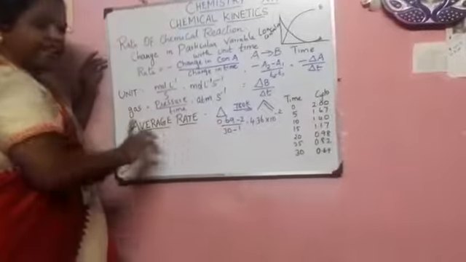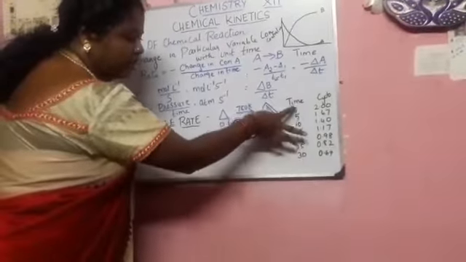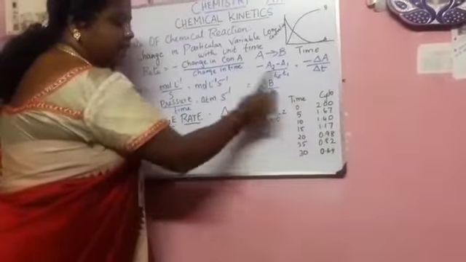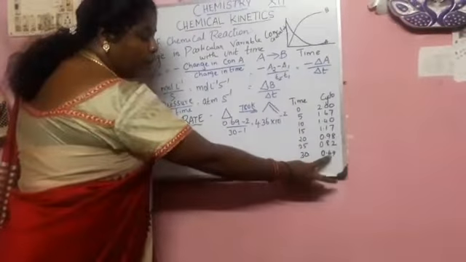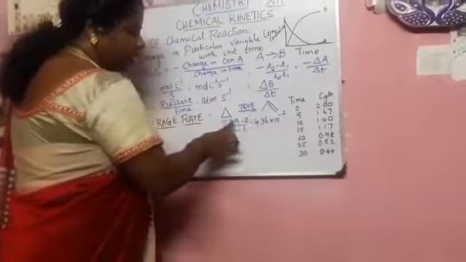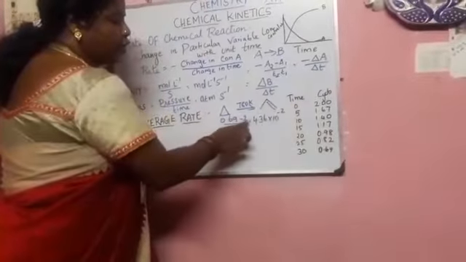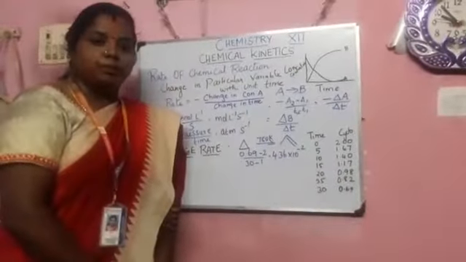So how will you find the average? If you find the overall change from the initial to the final, it is final minus initial. Here the final concentration of cyclopropane is 0.69 minus 2, divided by the time taken, 30 minus 0. So it should be 4.36 into 10 to the power of minus 2.